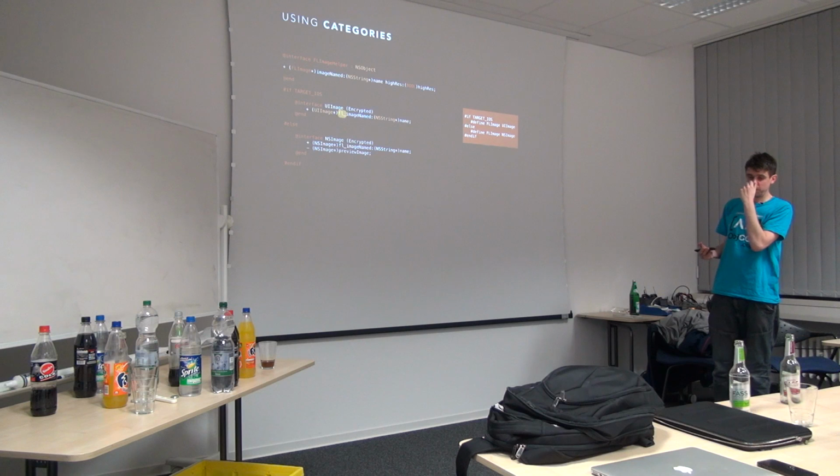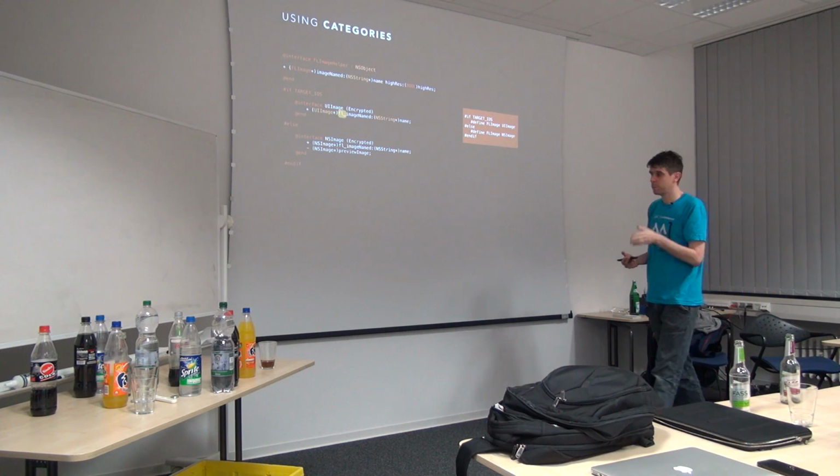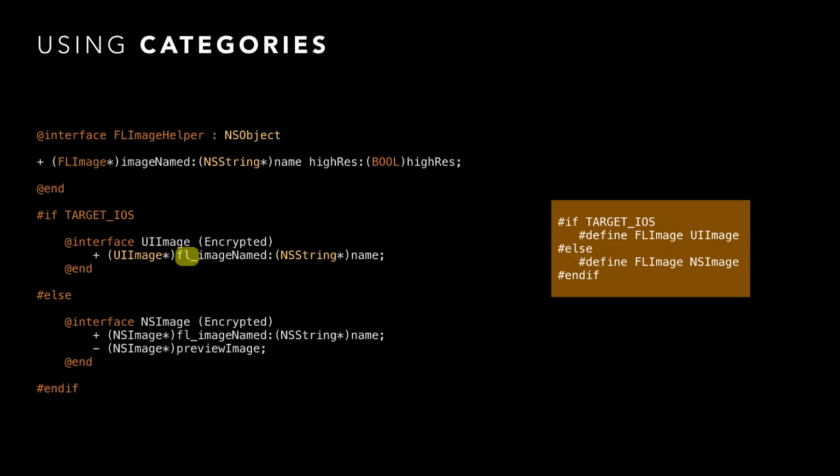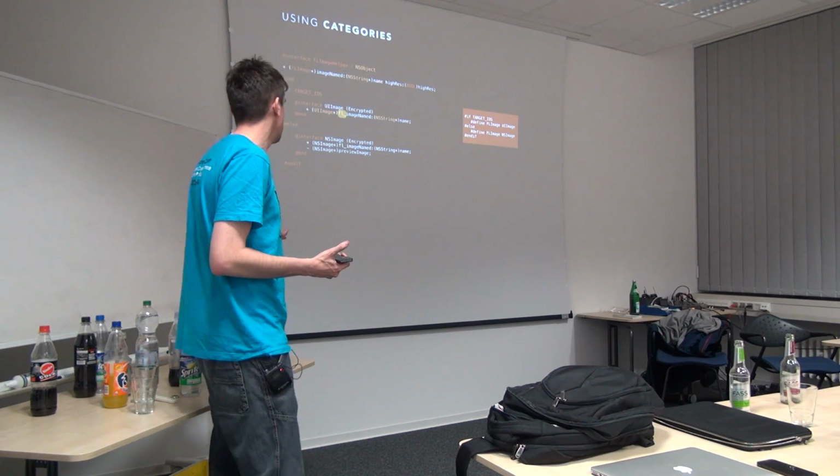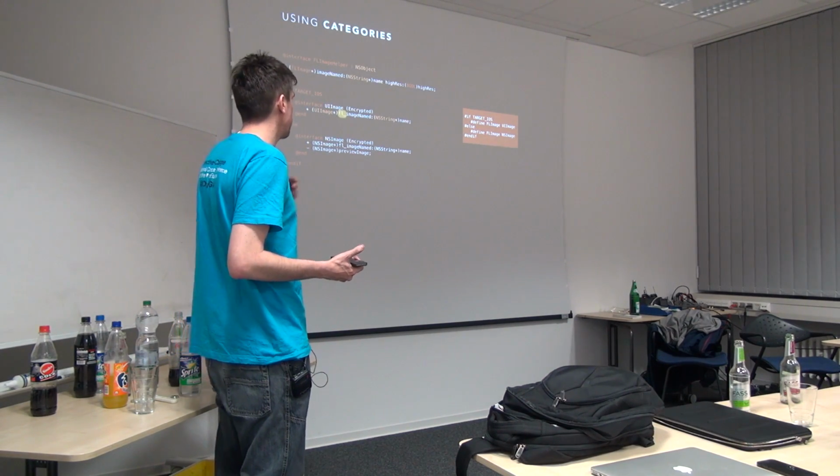So another way of doing common technology, common code, is using categories. I have this example for images. I told you UIImage, NSImage. For me, they are called FLImage. And I actually don't care what they are. My category cares. For example, I have this category, imageName.